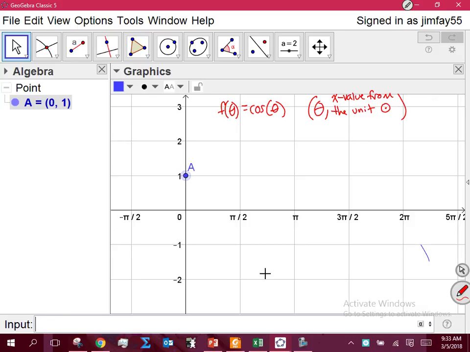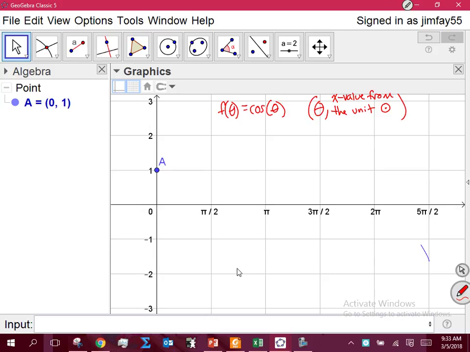Okay, so I get that point right there. Now think about this. If I go all the way around the unit circle, without looking at the unit circle, one complete revolution, how many radians would that be? 2 pi, okay? And what would be the x value associated with that 2 pi radians on the unit circle? It'd be 1 again, right?